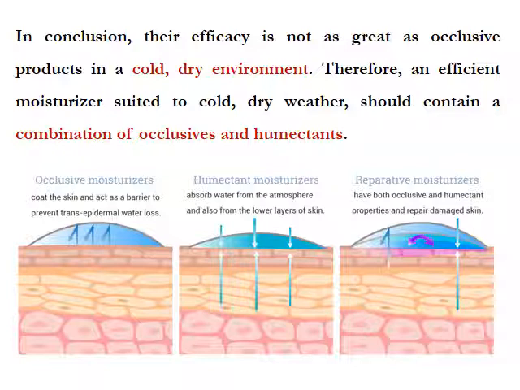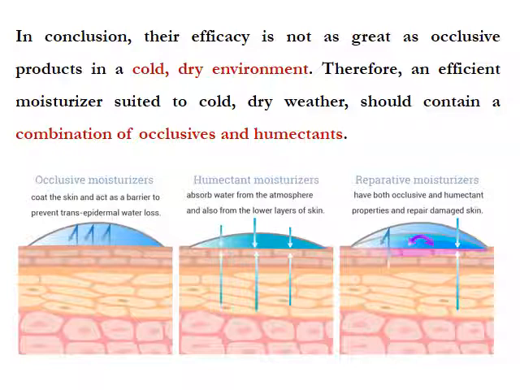Instead, in a cold, dry environment, we can use occlusives, which will act as a coat and a skin barrier to prevent the transepidermal water loss. Therefore, an efficient moisturizer suited to cold, dry weather should contain a combination of occlusives and humectants.